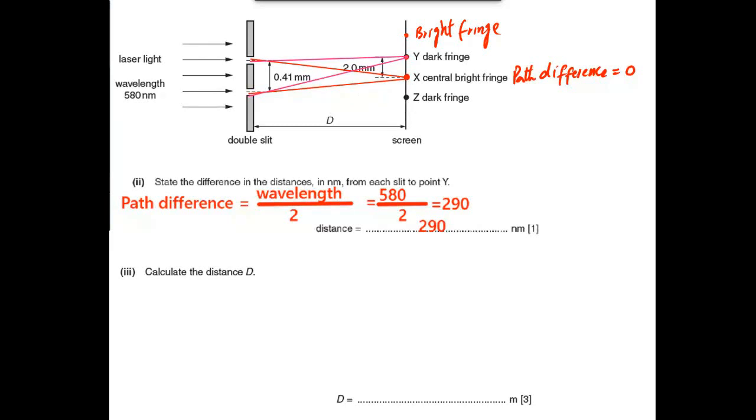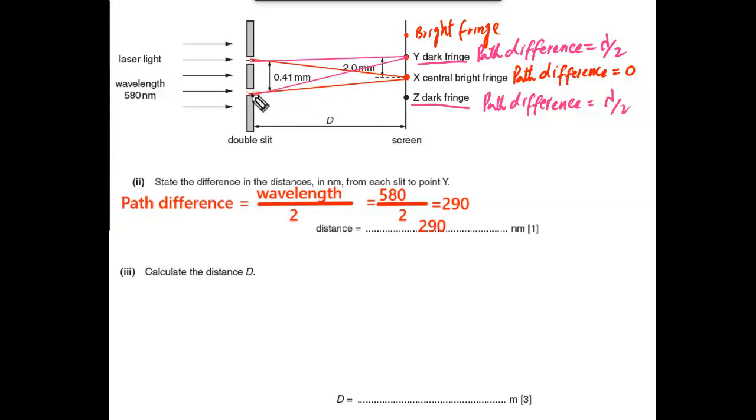So in this case, you can see here, we have a dark fringe. A dark fringe is formed if the path difference is equal to lambda by 2. The path difference is equal to lambda by 2. And this is also true. You see, we have a dark fringe here. So in this case, the path difference also has to be equal to lambda by 2.